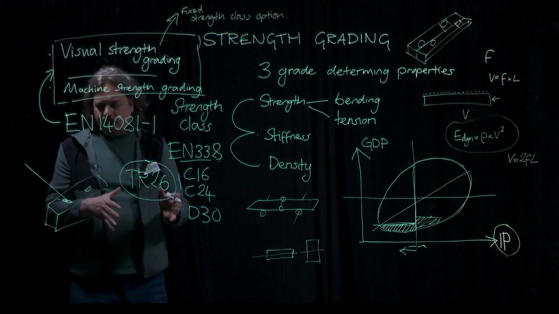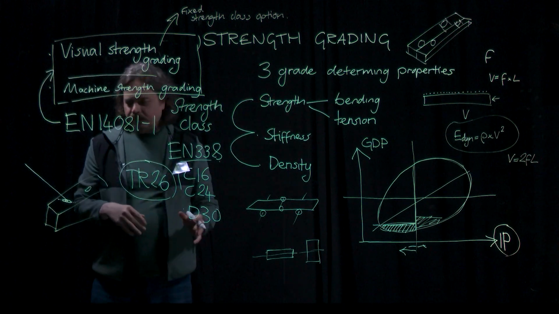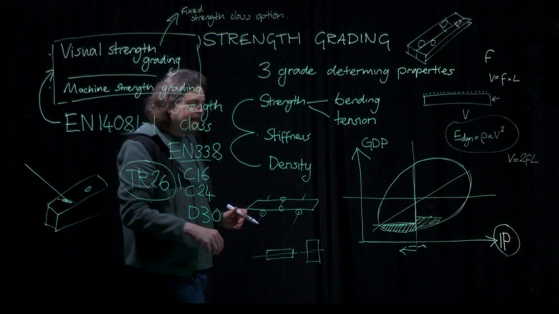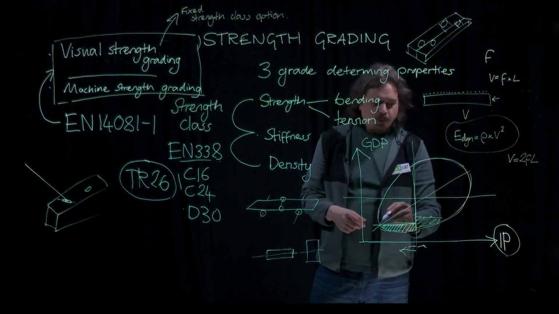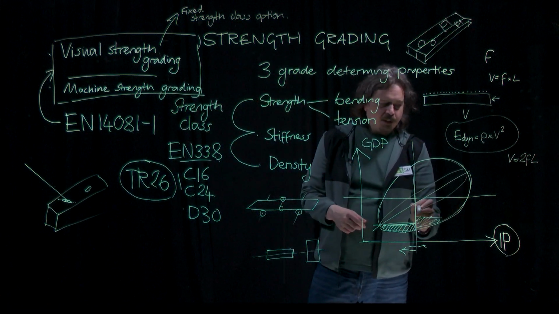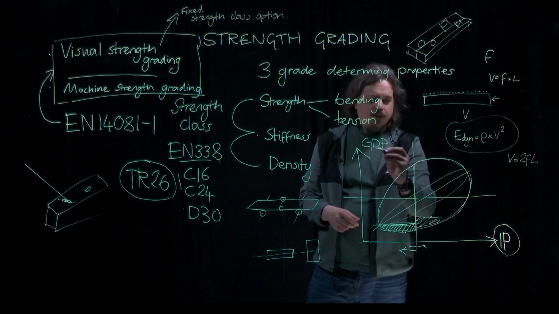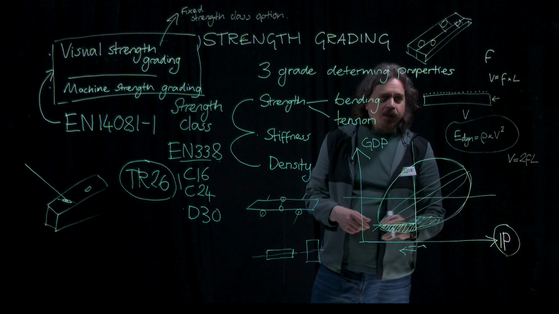And many machines will actually use a combination of all of these different operating principles to try and get a good relationship between the indicating property and the grade determining property in order to get a good yield from the grading.